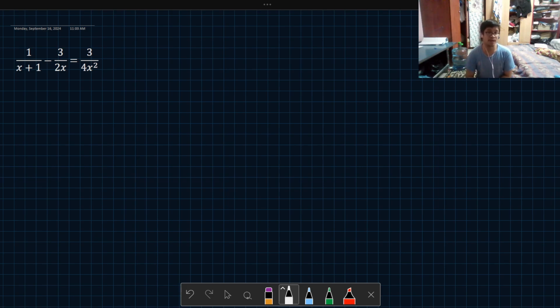What's the common method in solving a rational equation? The common way is to find the LCD, the least common denominator. You see these denominators? We're going to get the least common multiple of them. The question is how to get the least common multiple. I'm going to show it to you later.